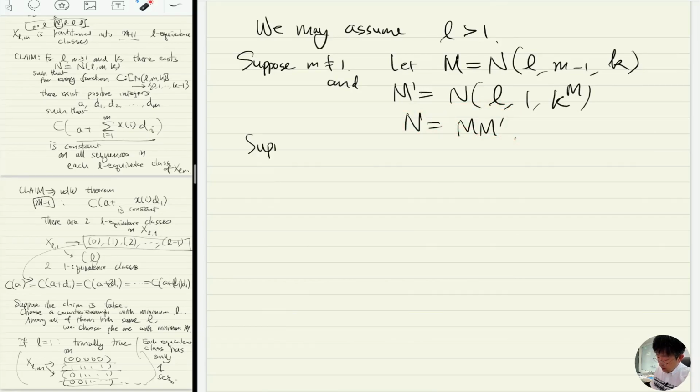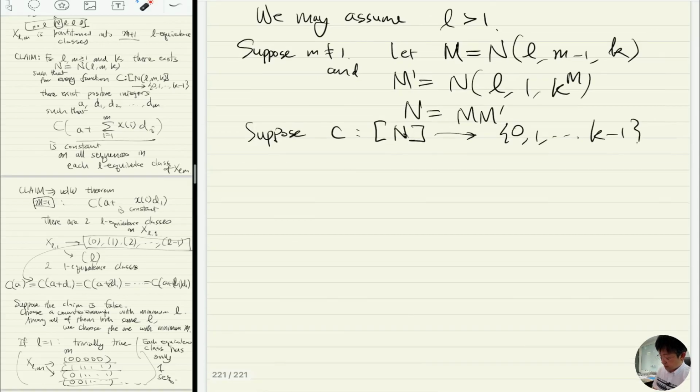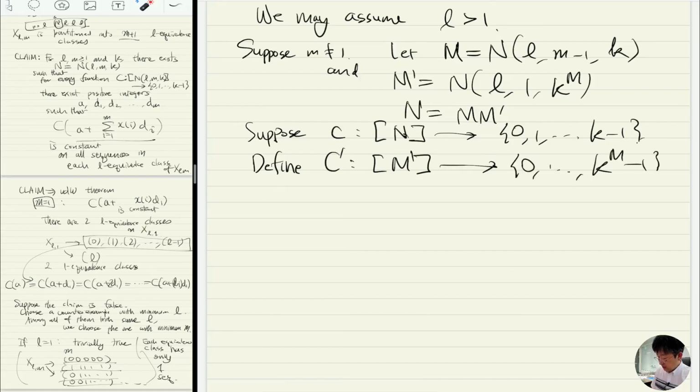So suppose C is a coloring from n to 0, 1 up to k minus 1. Now I'm going to define a new coloring C prime of the integers from 1 up to M prime to 0, 1 up to k to the M minus 1, as follows.